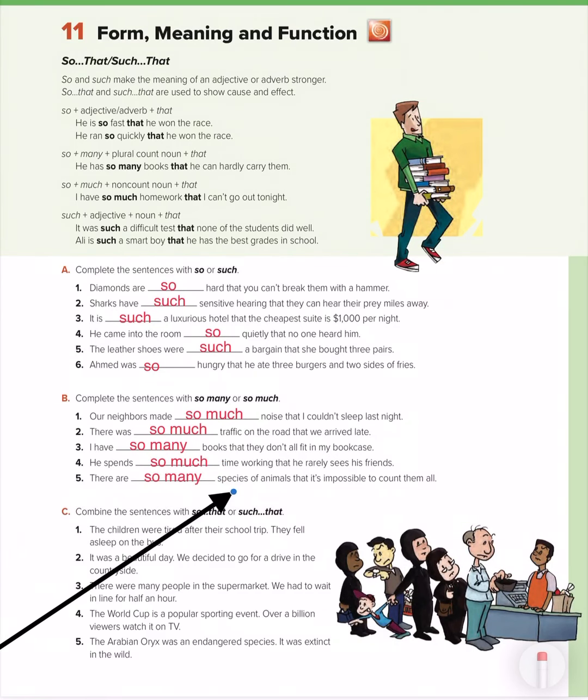There are species of animals. So what does species of animals mean? It means, for example, the kinds of animals. So we will say so many because we have many kinds of animals.